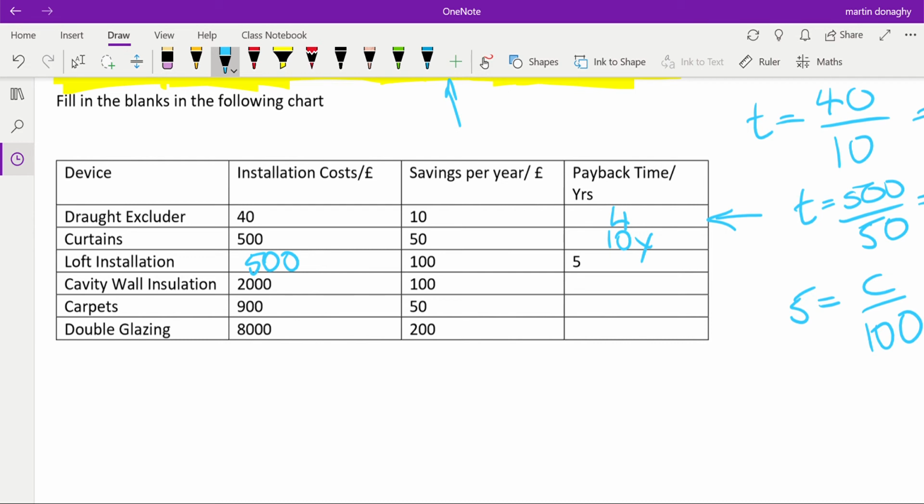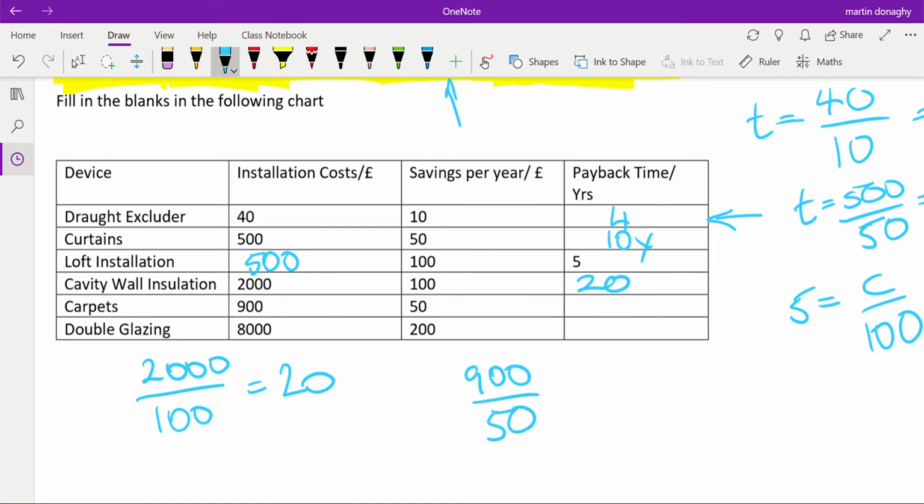The cavity wall insulation costs £2,000. Saves us £100 each year. Will take us 20 years, a long time to pay that back. Carpets, £900. Make a saving of £50. Remember, don't save that much through the carpets because heat tends to rise. So it's not one of our major losses, heat transfer to the ground, which will give us 18 years.